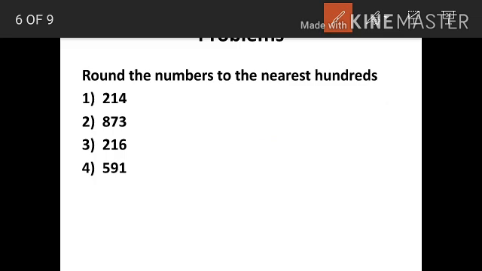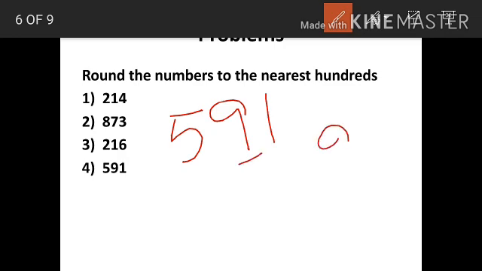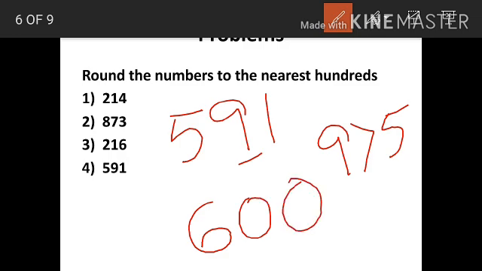The last one. What about the last one? It is 591. When we are rounding this off, we know that 9 is greater than 5. So, we have to add 1 to the hundreds place. So, we'll get it as 6. And what will be the digit at tens and ones place? We have to put it as 0. So we'll get the answer as 600. When we are rounding off 591, we will get the answer as 600.